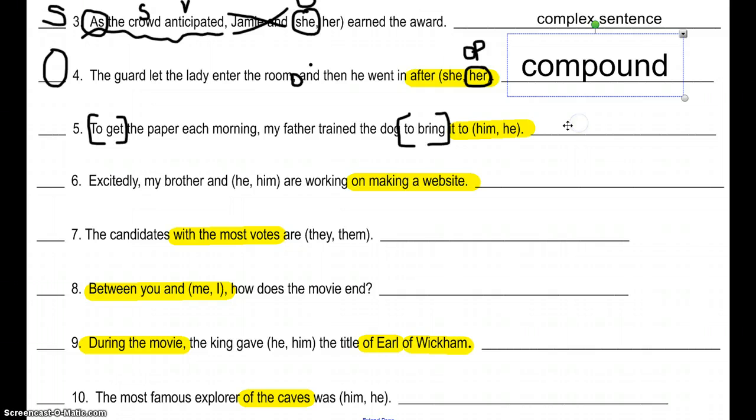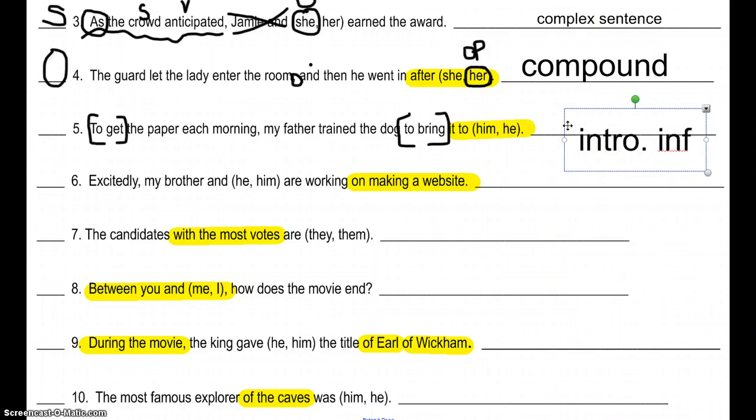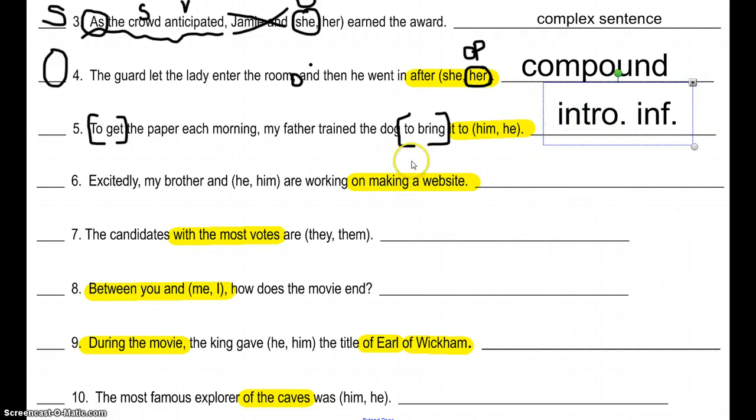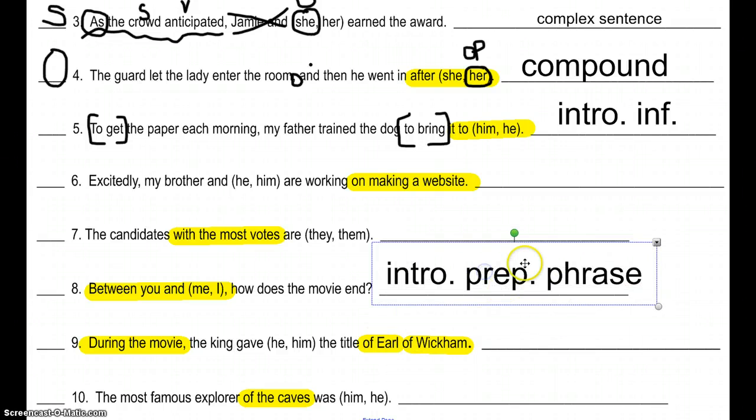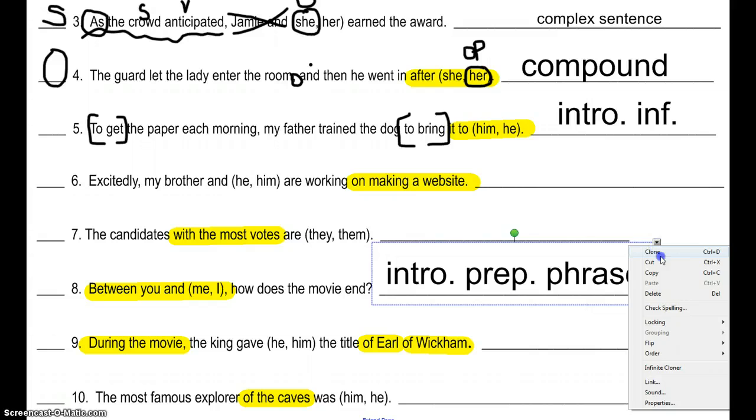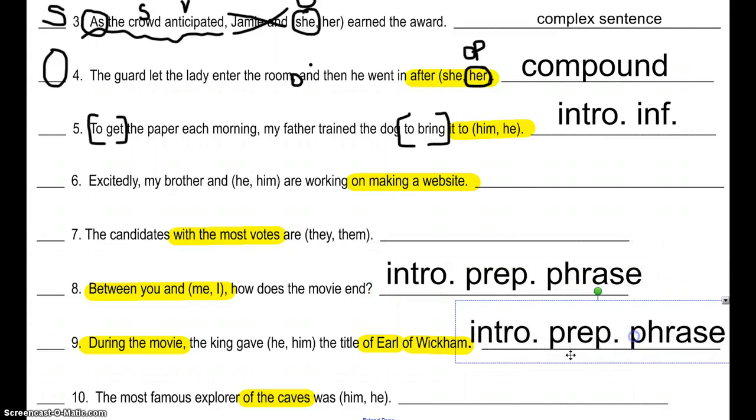Alright, this one we had already determined had an infinitive at the beginning, so I can go ahead and label that one intro infinitive. And while I'm at it, since I know that this one is a prep phrase already, and I know that this one is an intro prep phrase as well, because I already highlighted it.